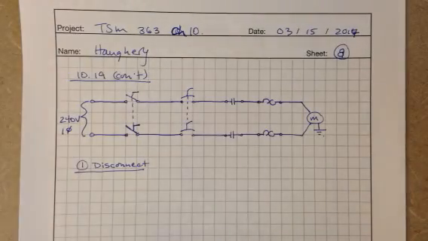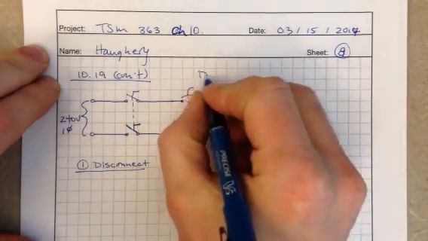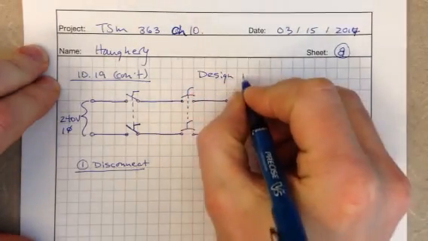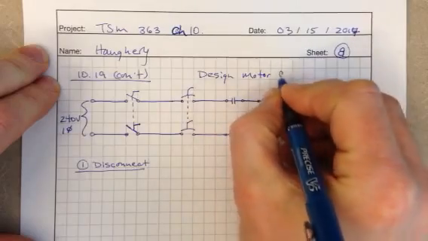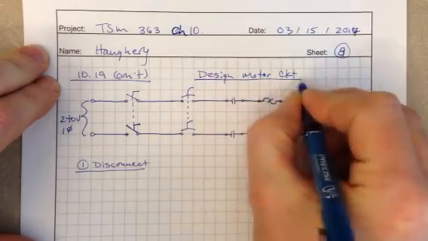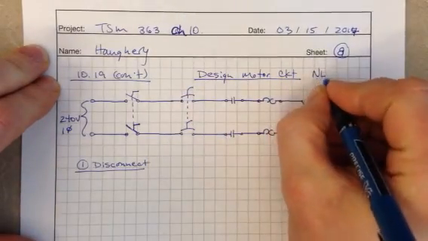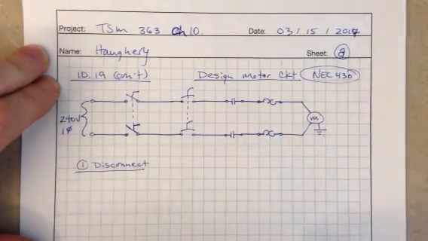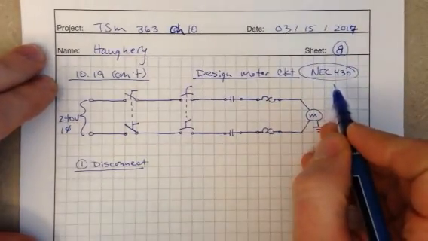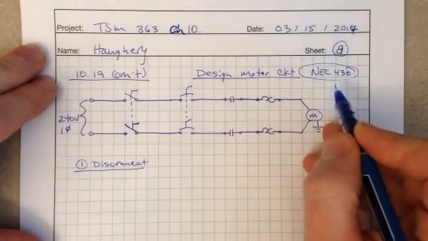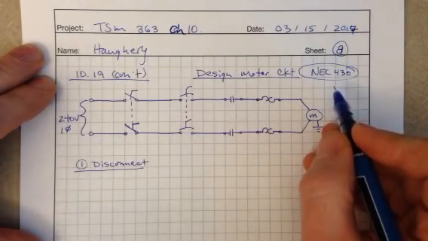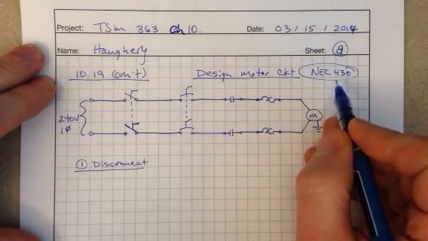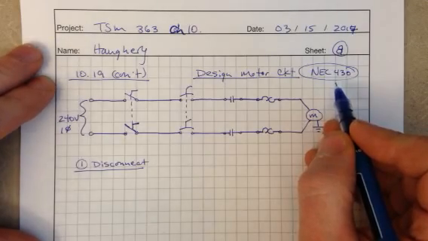So we're going to pick back up problem 10.19. We're going to look at designing the motor circuit, and we're going to design this per the NEC 430 requirements. There are specific components we need and specific power and current ratings we need for those components per the NEC 430, so we're going to follow those.